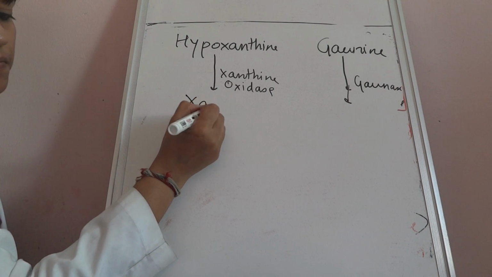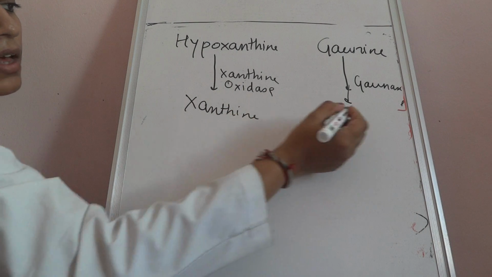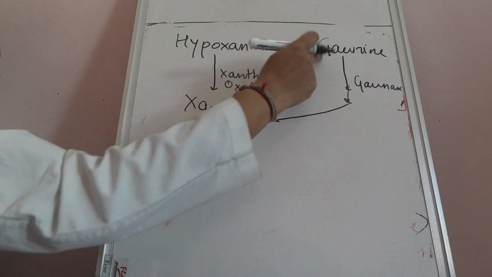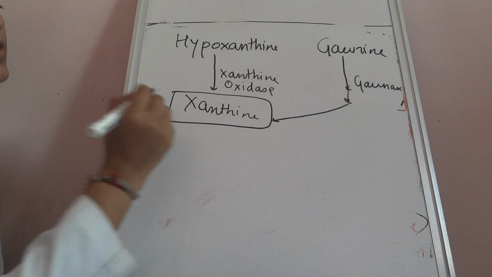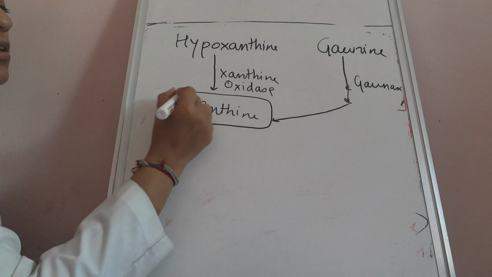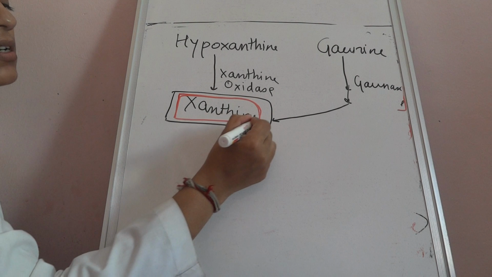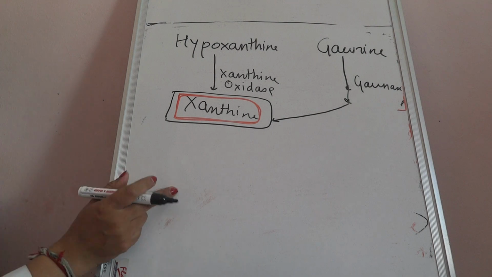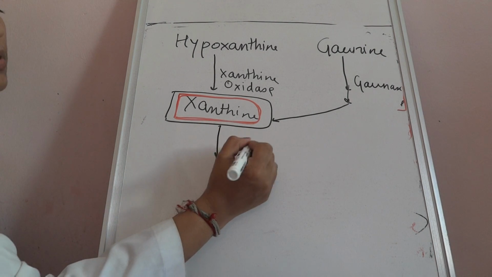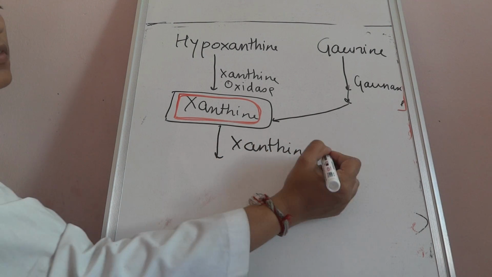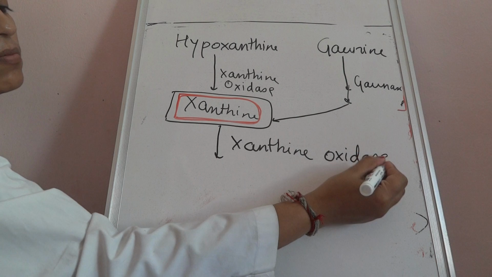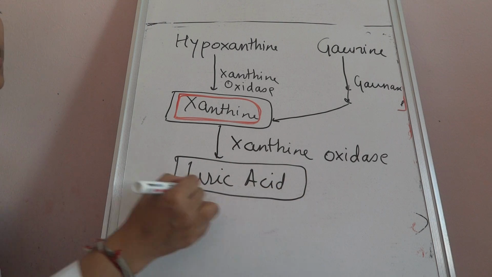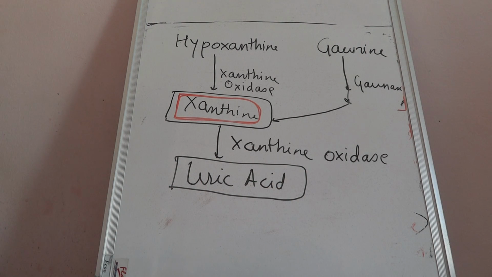Hypoxanthine forms xanthine. Now the product is the same: guanine is also forming xanthine. So finally we have xanthine, which is formed by the breakdown of all the purine nucleotides. Hypoxanthine forms xanthine, guanine forms xanthine by the enzyme guanase, and now this xanthine is again acted upon by xanthine oxidase to form uric acid. This is the breakdown product of purine metabolism, that is uric acid.